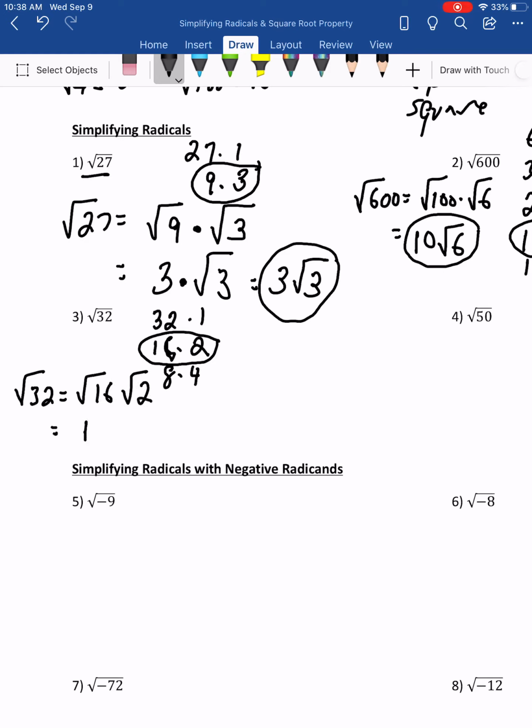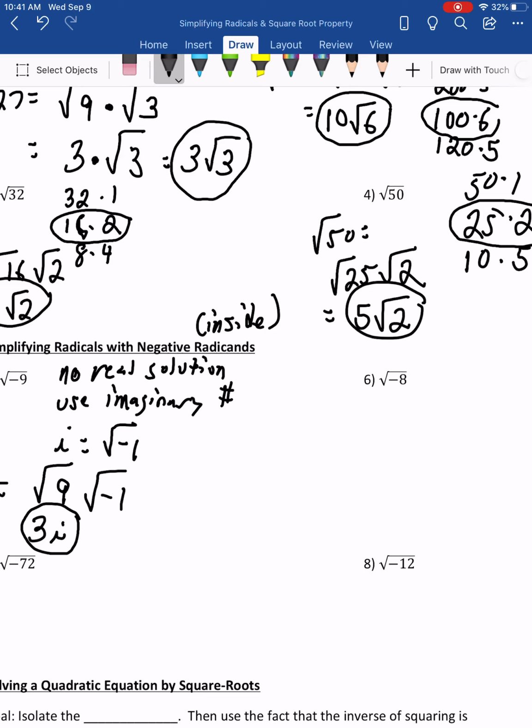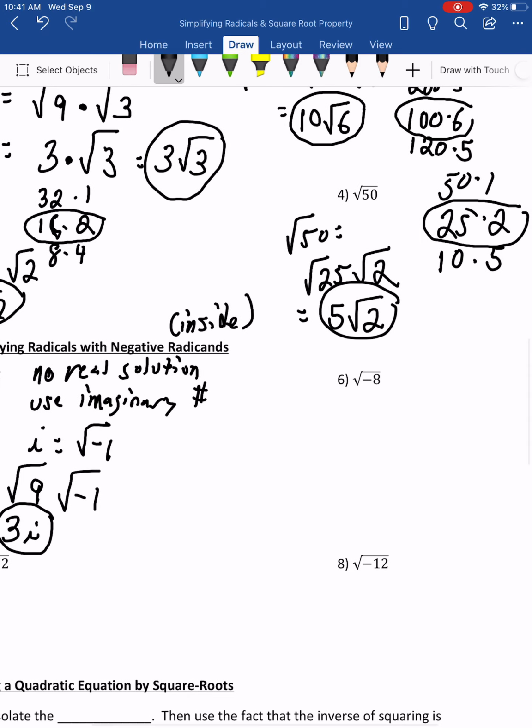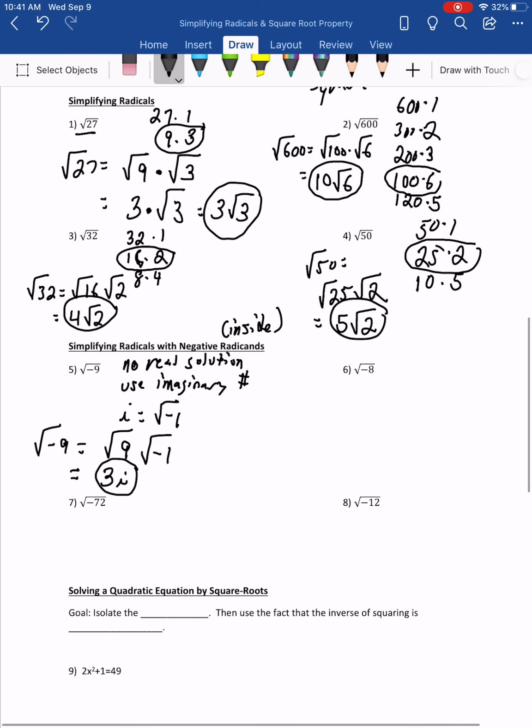Number 6. We're going to approach this like it was square root of positive 8, but we're also going to have to account for that negative. So I'm going to take a look at the factors of 8: 8 times 1, 4 and 2, and that's it. So the pair we would need is the 4 and 2.